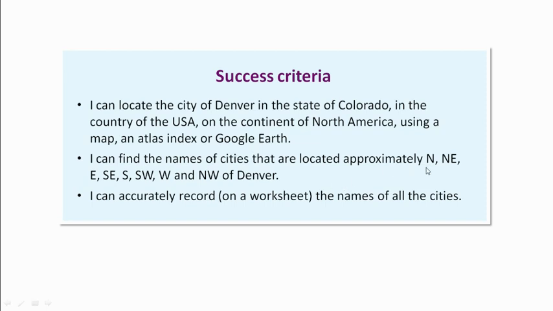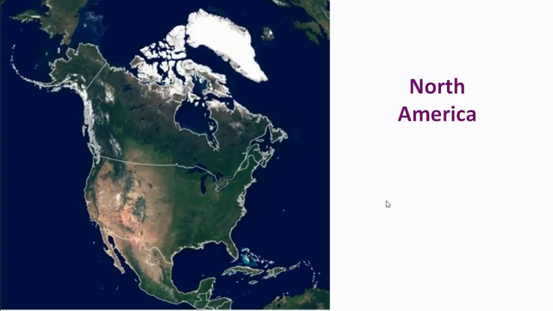We're going to then use Denver as a base to go traveling around the continent of North America. Which cities are to the north, which cities are to the northeast, east, etc. And then we're going to record them all on a sheet. There's 2 ways of doing the sheet. You can print it from our website, but I know some people have had a bit of a problem with printers, so I've got another way of doing it if your printer's not working. So don't worry about that.